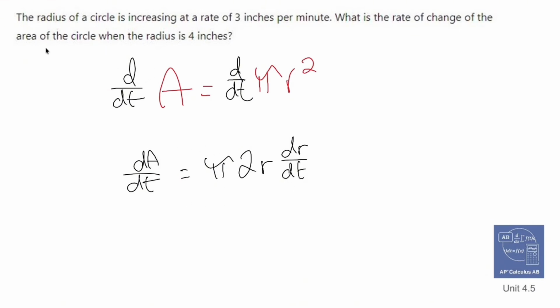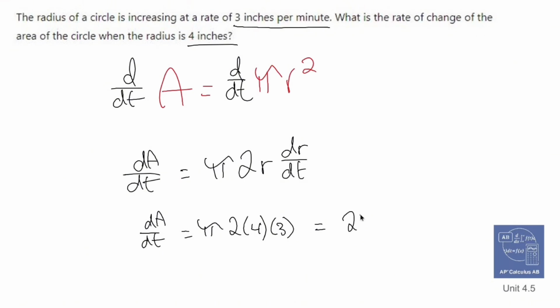I know the question is what is the rate of change of the area when the radius is 4 inches, but also the radius of the circle is changing at 3 inches per minute. All right, so the radius is 4, so dA/dt is going to equal pi times 2, the radius is 4, and dr/dt is 3. So that simplifies to 2 times 4, which is 8 times 3, which is 24. 24 pi inches per minute. And that's how you do it, related rates.